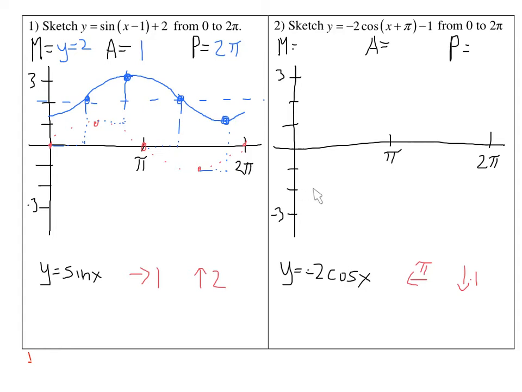And then it would go up, hit right there, and then go up to positive 2, and hit right there, and go back down to right there. So let's put some of those dots. We start at negative 2.